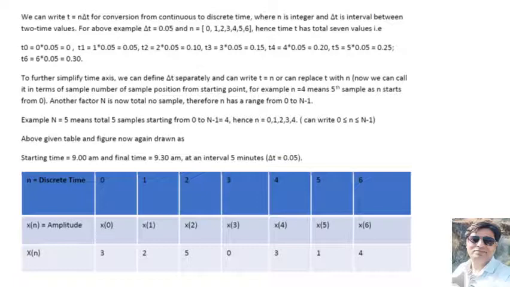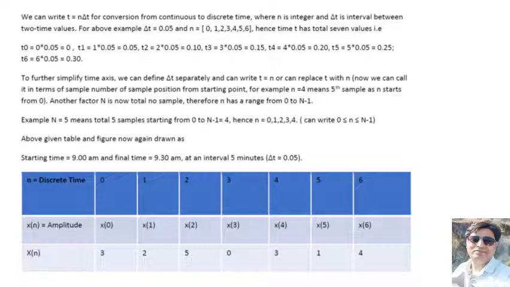That is, first one t0 is equal to 0 into 0.05 is equal to 0. Second, t1 is equal to 1 into 0.05 is equal to 0.05. t2, 2 into 0.05 is equal to 0.10. And last, t6 is equal to 6 into 0.05 is equal to 0.30. Means we can simplify our time axis by defining delta t separately and write t is equal to n, or we can replace now our t with n.